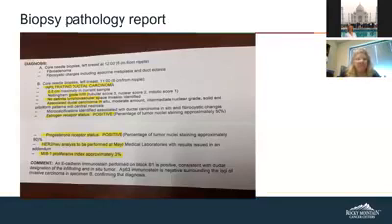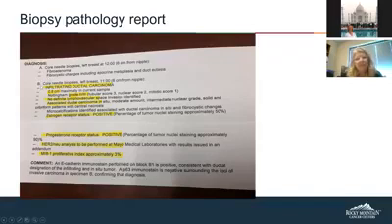So this is just an example from one of my patients. This is her biopsy pathology report. Going through the report here, for the first specimen, they did needle biopsies of a mass on the left in the 12 o'clock position, so the upper aspect of the breast. That came back a fibroadenoma, so that was benign.